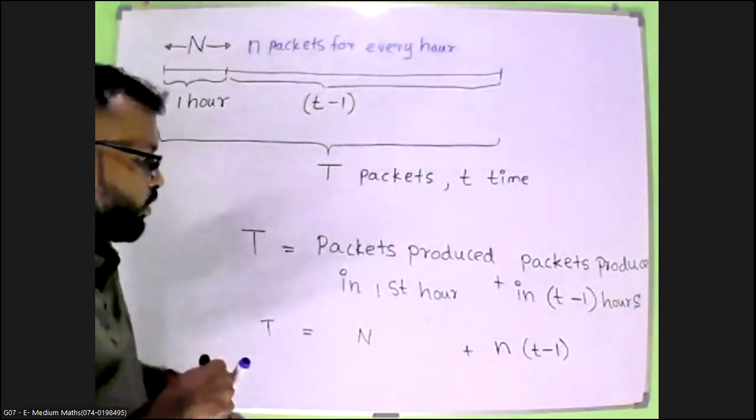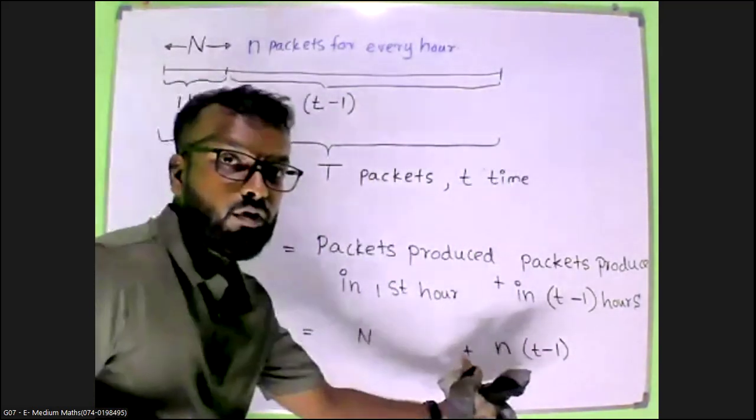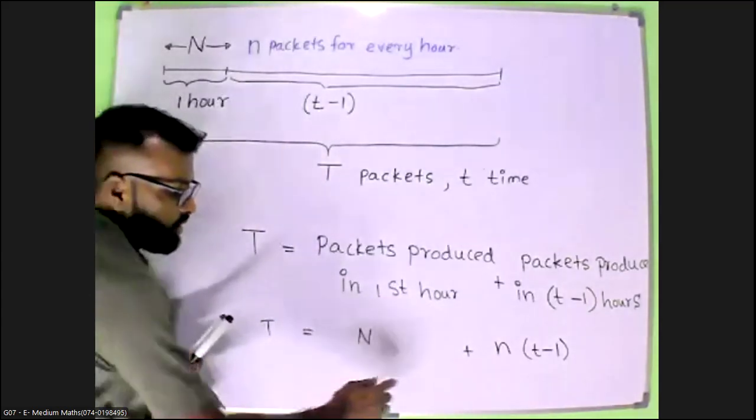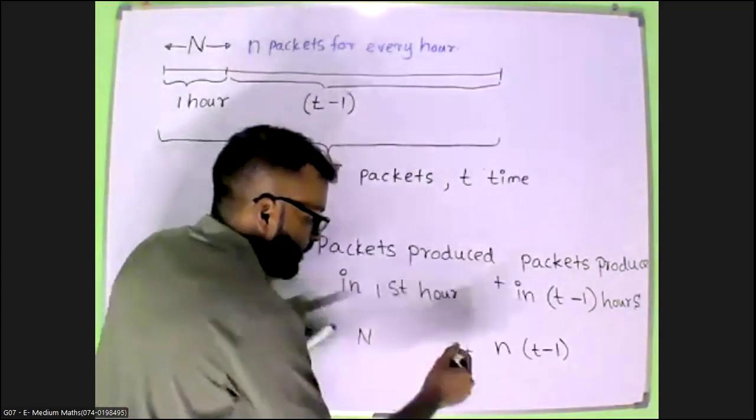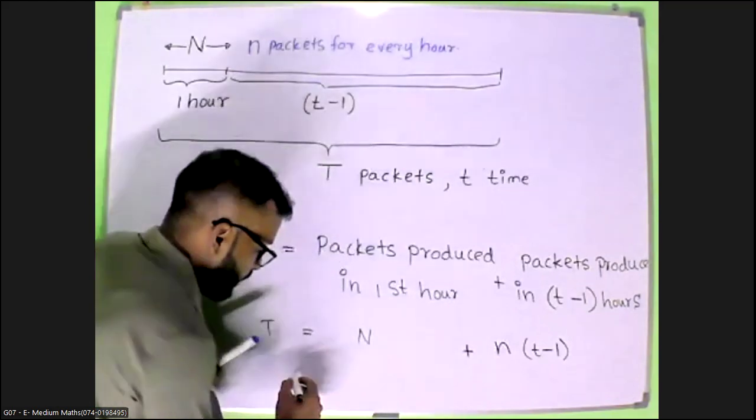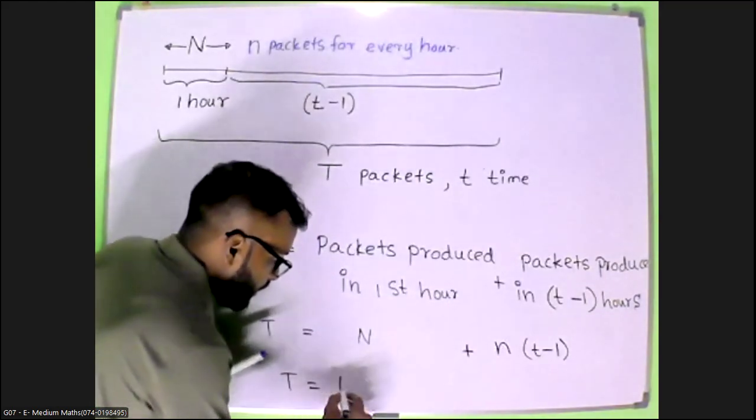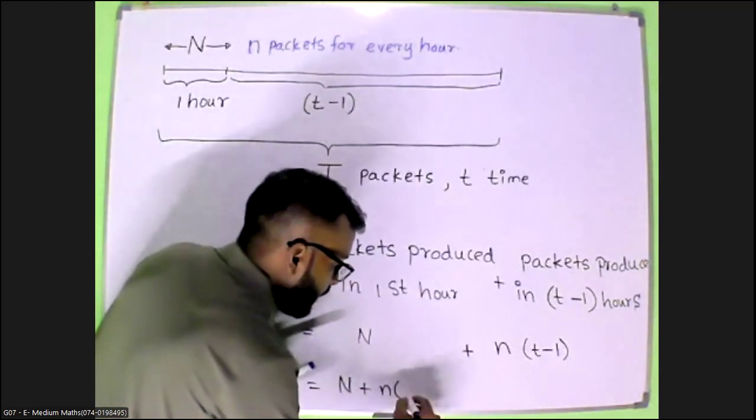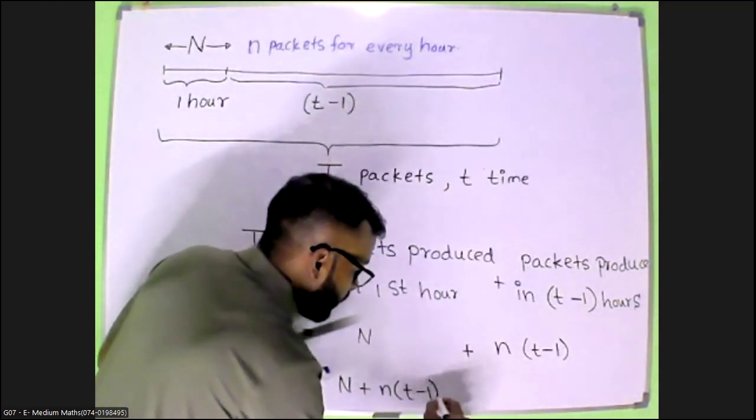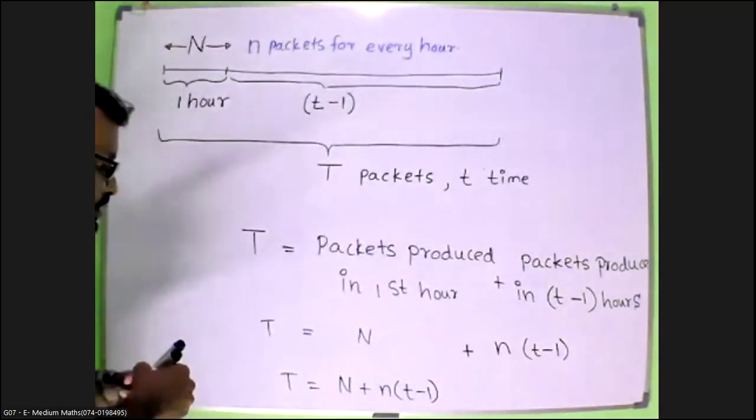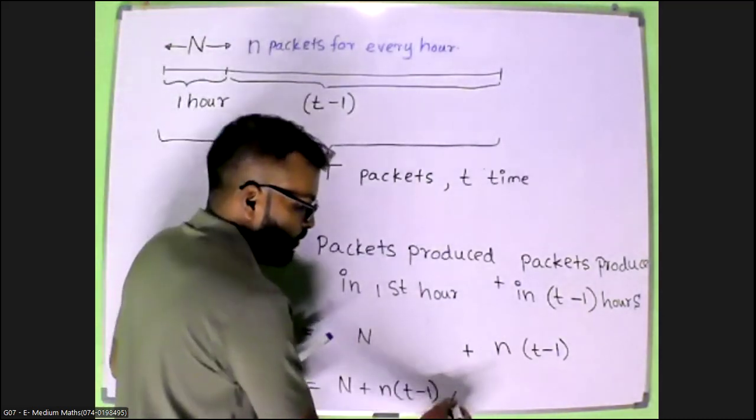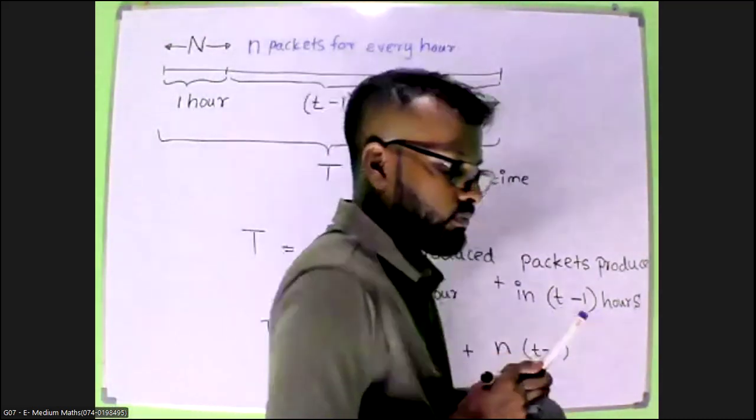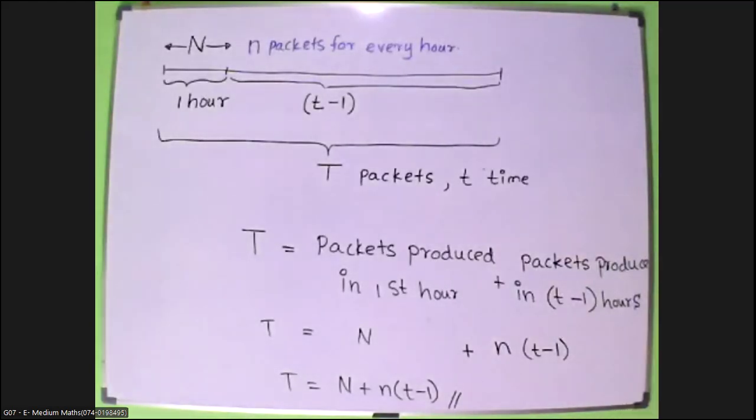So this is how we are going to develop the formula. So finally you can say T equals N plus N times T minus 1. So this should be your formula, right.